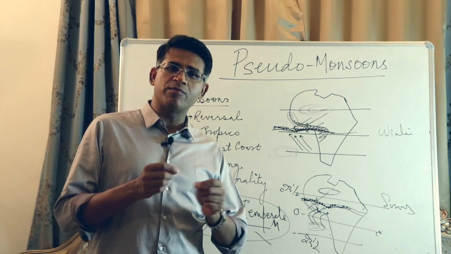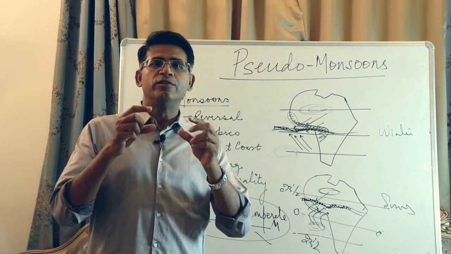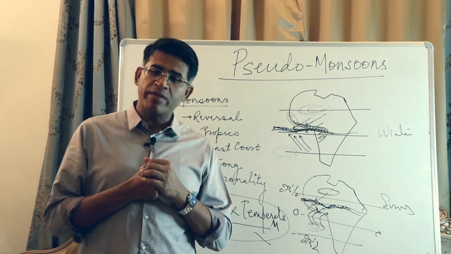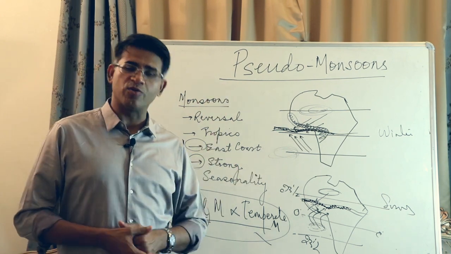Keep it handy for some jottings. You may be asked in paper 1, so make sure you have maybe 2 paragraphs and a short diagram to discuss the different types of monsoons and a note on pseudo monsoons.